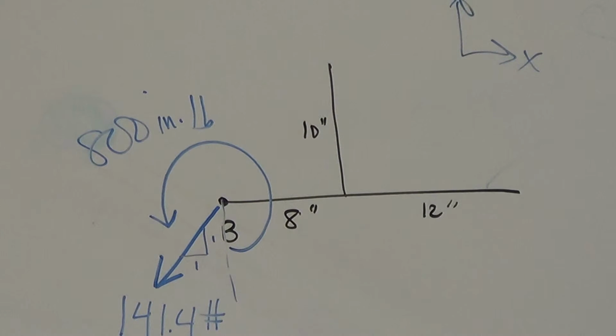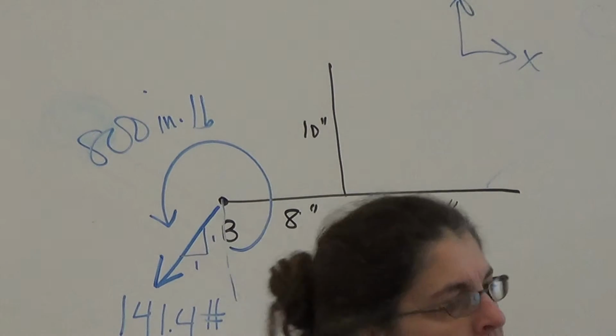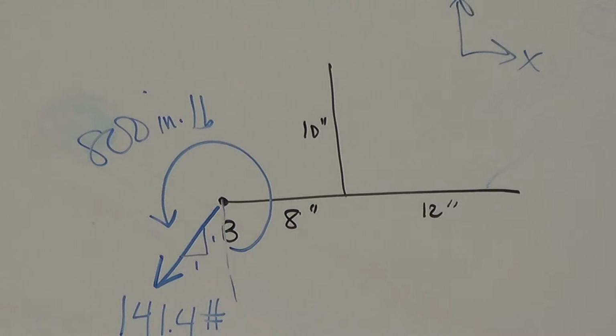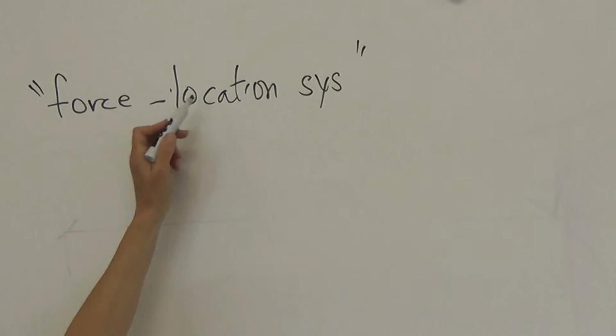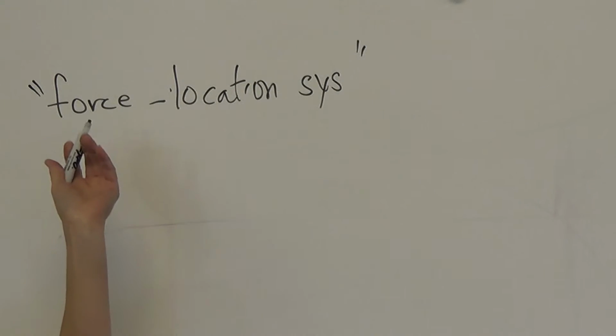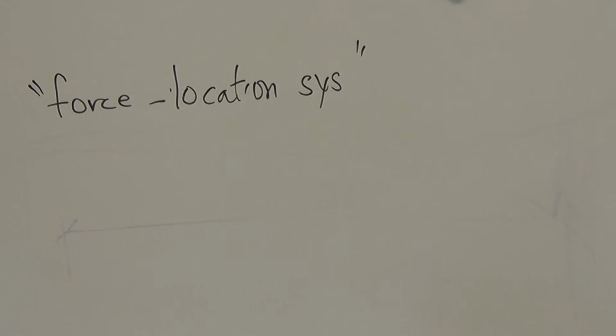So applying 141.4 pounds in this direction to point B and spinning it at 800 inch-pounds is the same as this system. Even though this problem asks us for a force-moment system, let's do a force-location system for the same problem. And by the way, that's my own term, force location system. They'll say find a force at a location, but I call it a force location system.